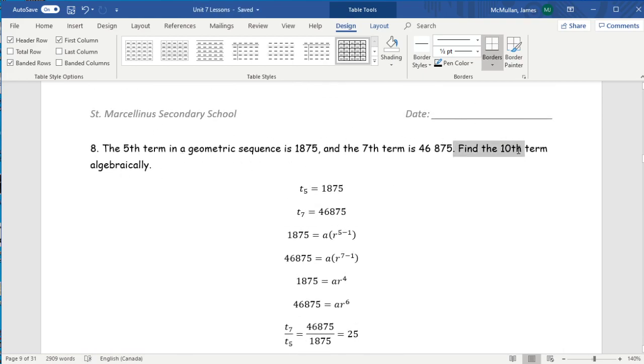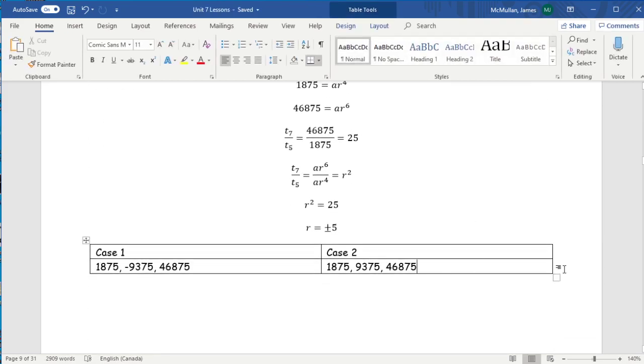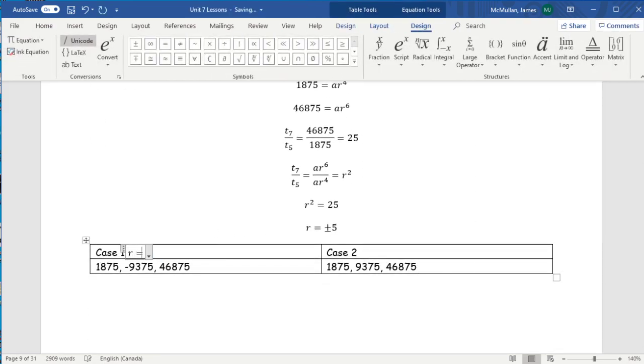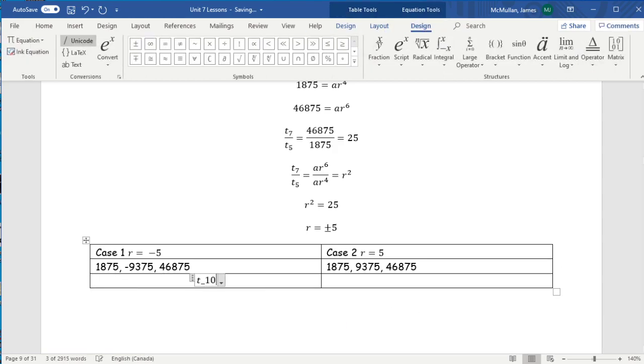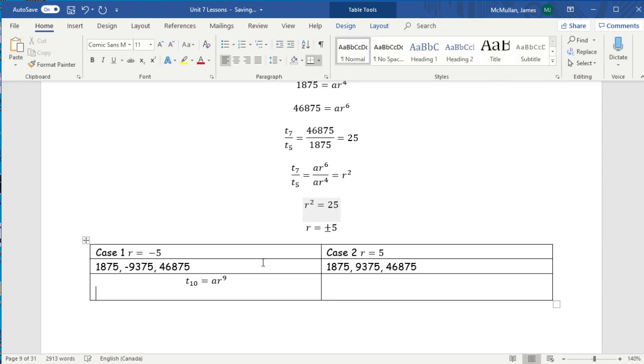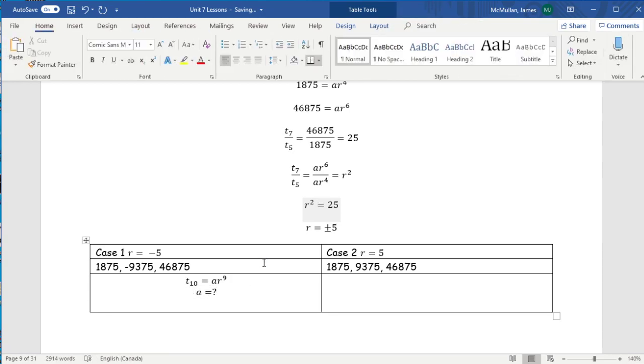And then it says find the 10th term. So again, case 1, I said R equals negative 5. Case 2, R equals 5. We don't know which one it is. But in either case, we need to find term 10. So term 10 would be A. I guess do we need to find A? Is there a way we could work around it? We can work around it for sure, but okay, term 10 is A times R to the 9, but we don't know A, right? So we should go back and work out A.